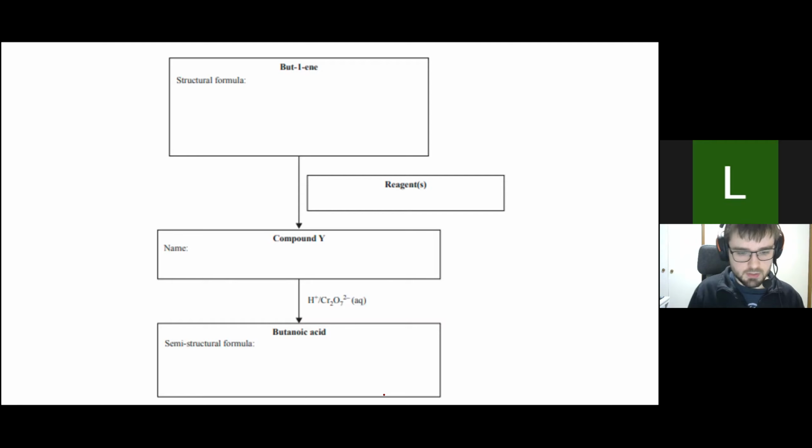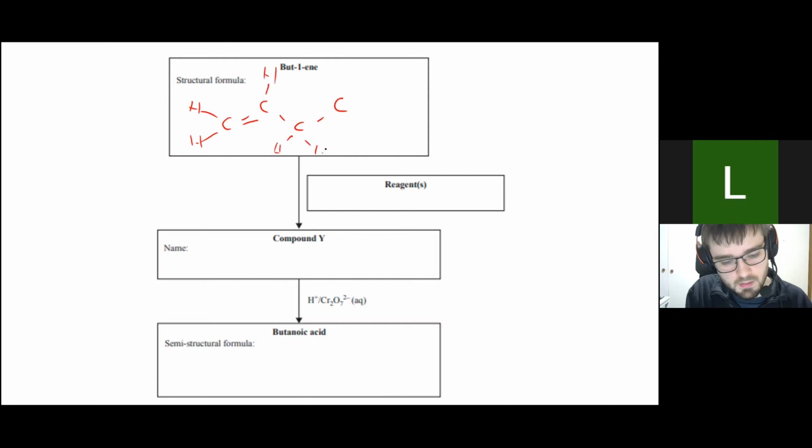All right, and I think we're just about done. So for the last one, we've got but-1-ene. Now we've been asked for a structural formula. Remember, a structural formula has hydrogens on it. So I'm going to start with my skeletal formula, put my double bond on, and then just add all the hydrogens in at the end. 1, 2, 3. All right.